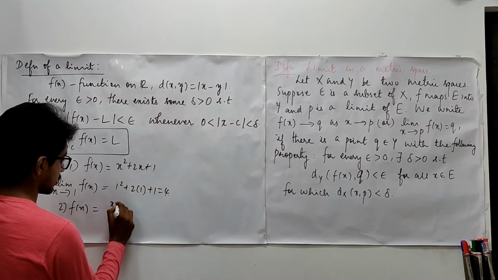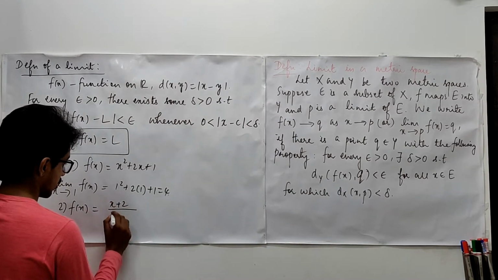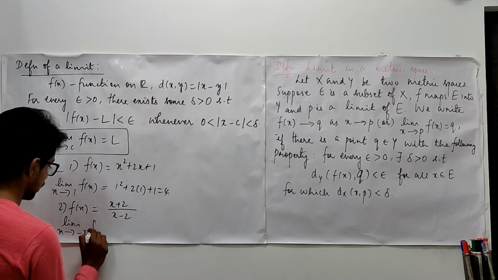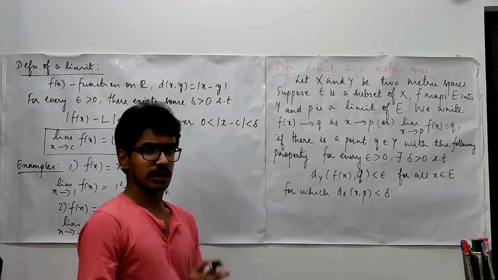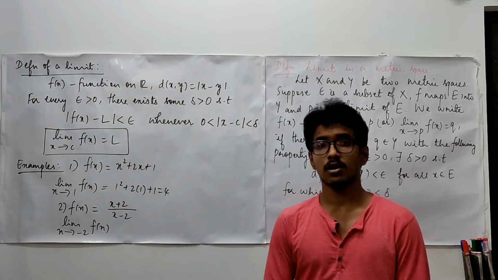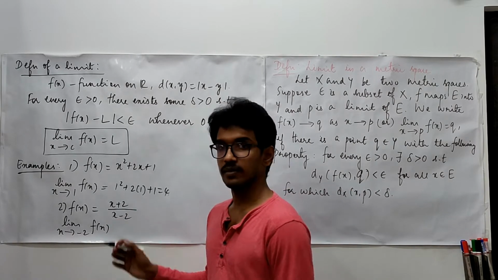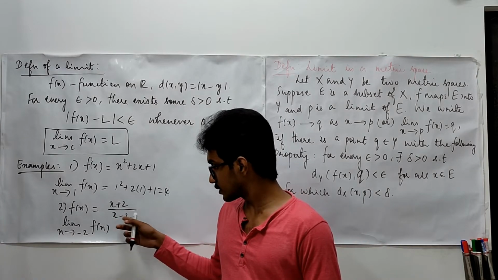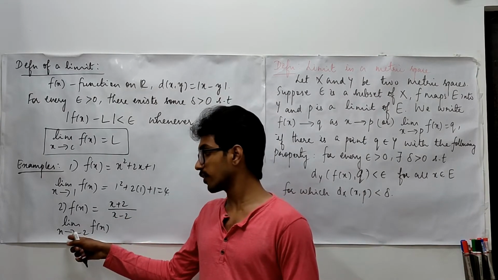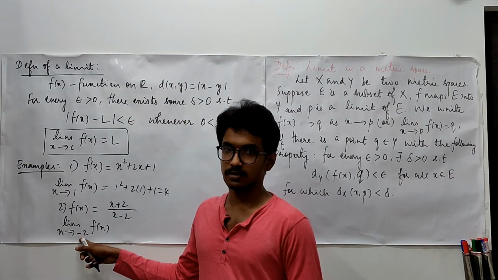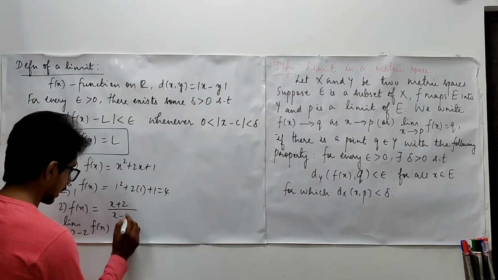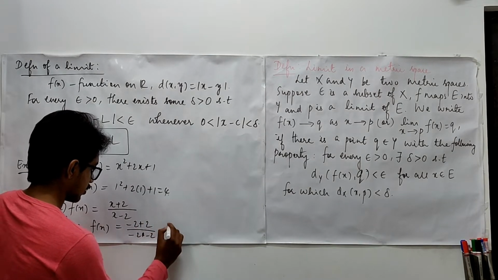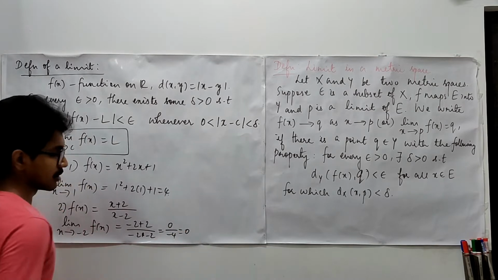Let us take x plus 2 upon x minus 2 and find the limit as x approaches minus 2 of f of x. Here, when is the black hole scenario happening? That is, when does your denominator become 0 or grow infinitely? When x is 2 it happens, but you are looking for the limit at minus 2. So you may directly substitute it. So it is going to be 0 upon minus 4, which is 0.